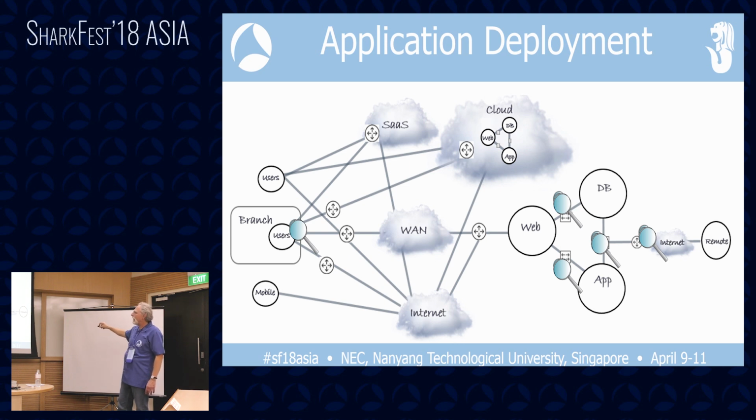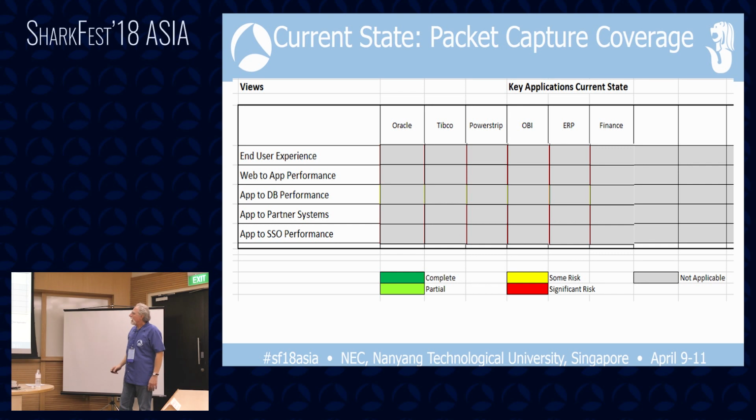So some picture that shows the architecture at a very high level. Not the details, but a super high level. And then we have the ability to take that information and map it in this heat map. So if you'll notice, we've got some views of performance, views of end user experience.